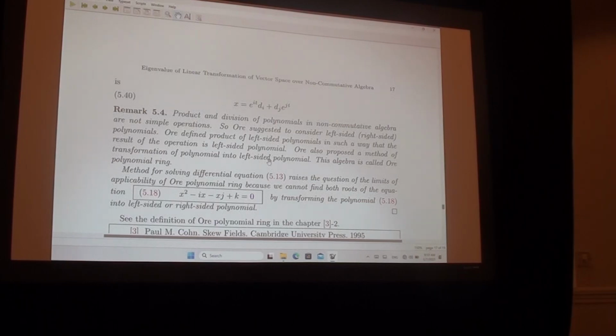The method for solving differential equation 5.15 raises the question of the limits of applicability of Euler polynomials. Because we cannot find both roots of equation 5.18 by transforming polynomial 5.18 into a left-sided or right-sided polynomial.